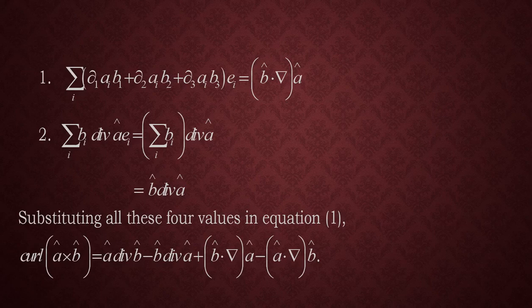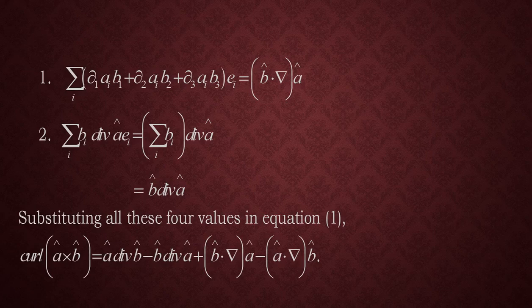The expression inside the brackets is nothing but B cap dot del. So it becomes (B cap dot del) times A cap. Altogether, this expression becomes summation sigma over i of (B1 ∂1 Ai + B2 ∂2 Ai + B3 ∂3 Ai) times Ei equals (B cap dot del) times A cap.